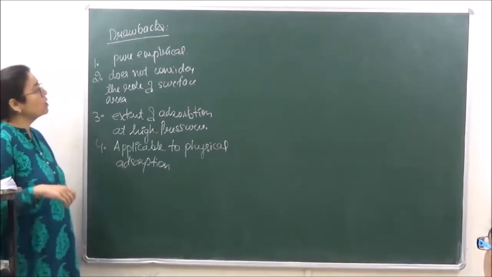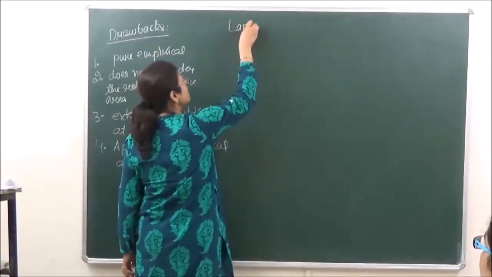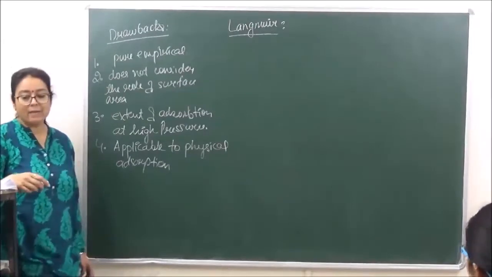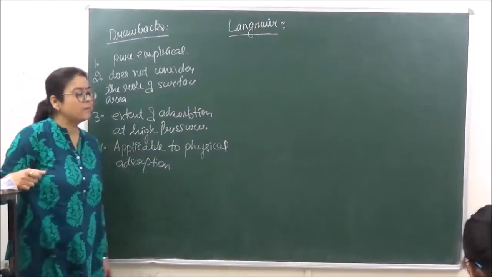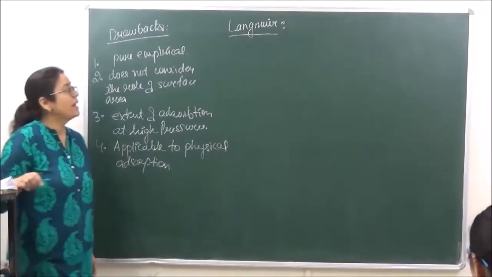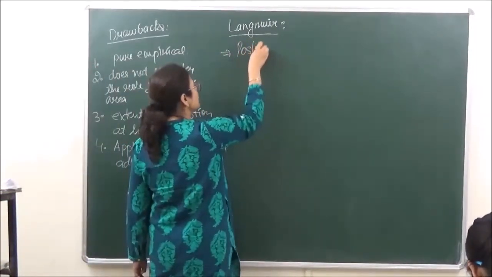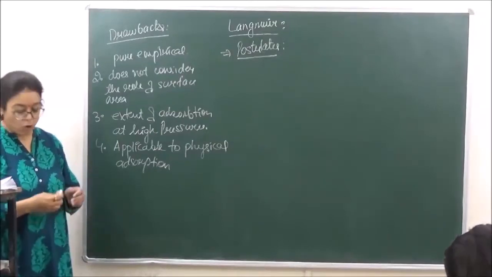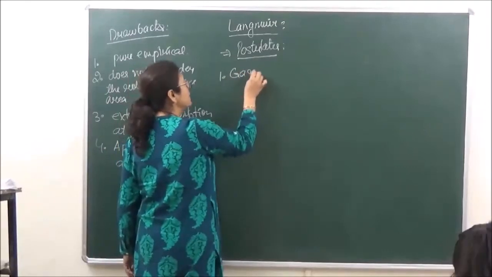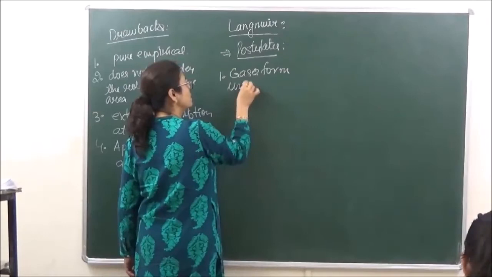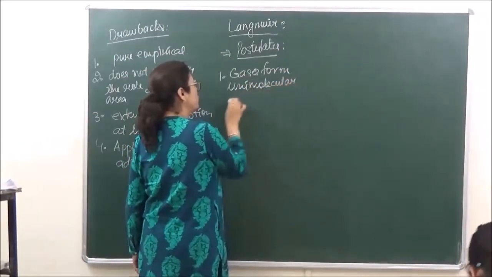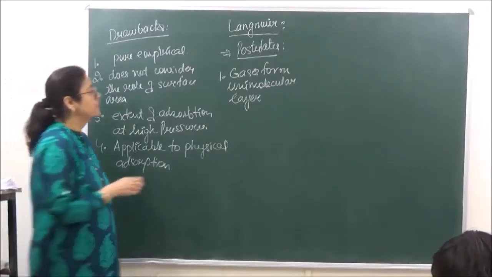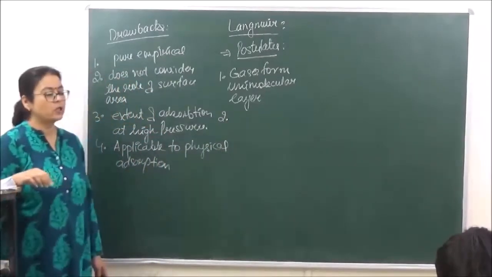Got it? Now to explain all these flaws, there was another scientist who gave us another adsorption isotherm, which is known as Langmuir. After the name of the scientist, they are known as Langmuir adsorption isotherms. So you can just write down the postulates of this. What did he propose for his adsorption isotherm? The first one was that gases form a unimolecular layer on the surface of the adsorbent.